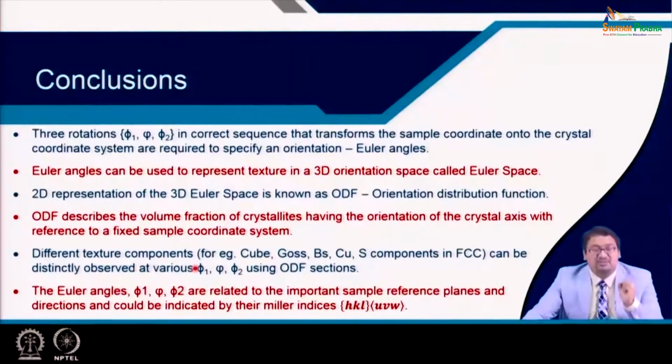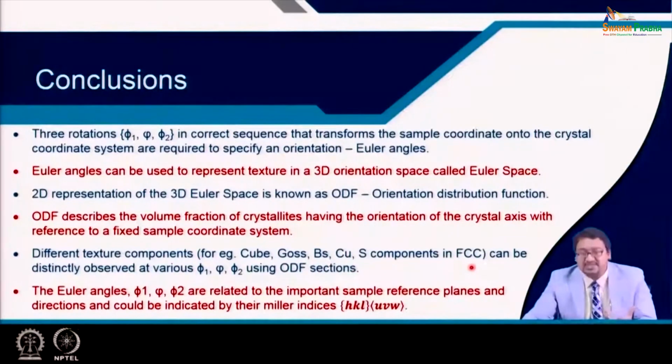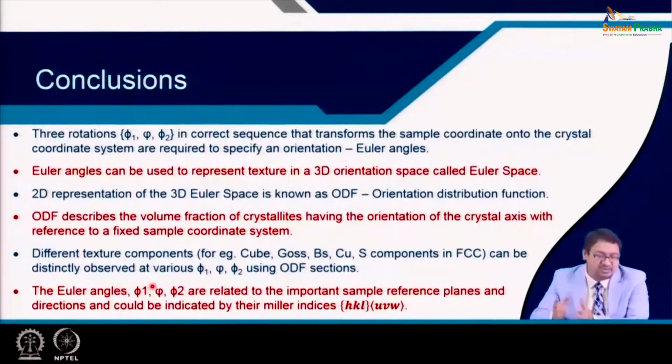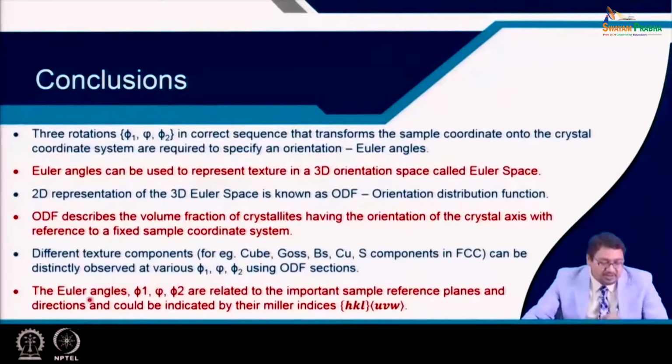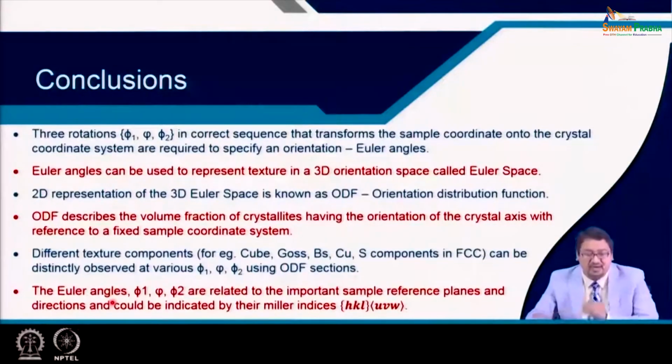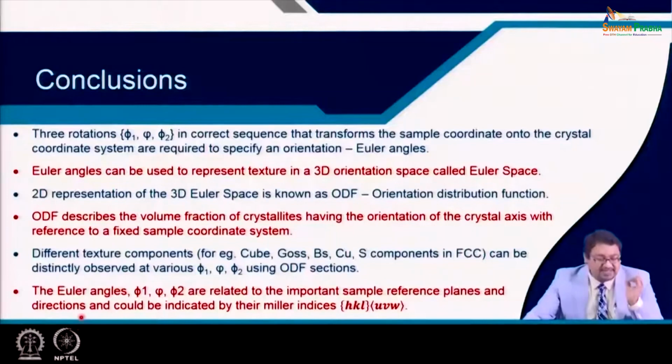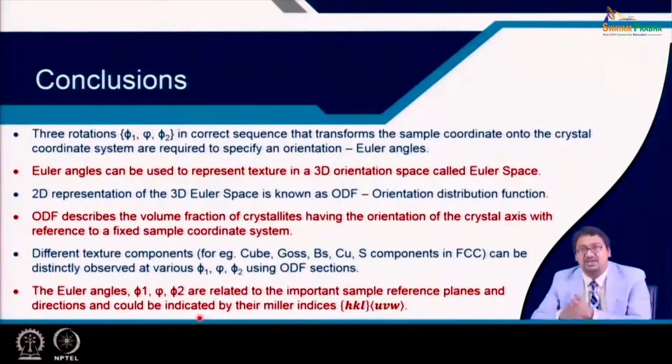Different texture components, for example, cube, gauss, brass, copper, S components, this is an example for rolled FCC material, can be distinctly observed at various phi 1, phi, phi 2 positions of these ODF sections. The Euler angles phi 1, phi, phi 2 are related to the important sample reference planes and the direction, and could be indicated by the Miller indices HKL UVW.